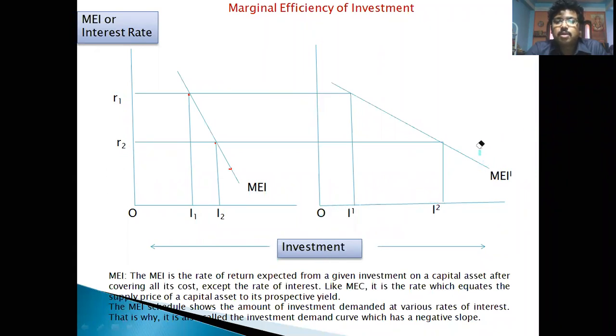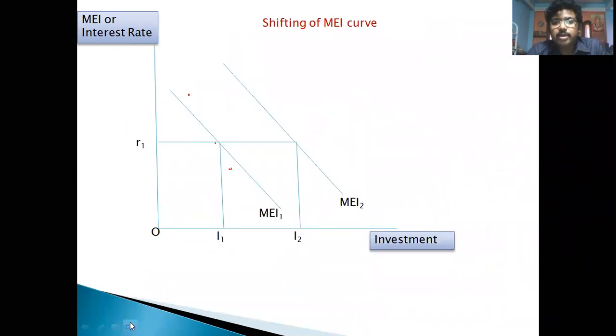Okay. Now look at this curve. The shifting of the MEI curve. Along the vertical axis measure the MEI or interest rate, and along the horizontal axis measure the investment. So this is the initial MEI, and it shifts up. Why the MEI shifts and why there are different types of slopes in the MEI? Why there are different types of slopes, we have discussed. But now we are discussing the shifting of the MEI upward or backward.